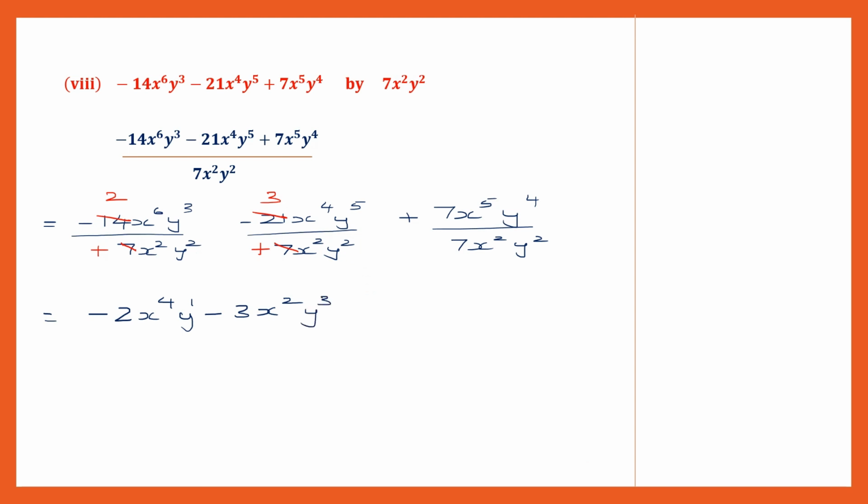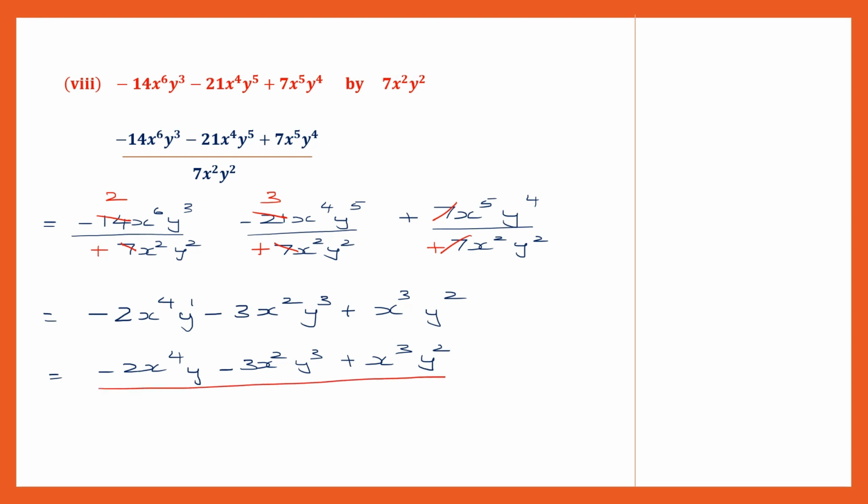Next one, here again we have a plus sign. So when signs are the same, you put the same sign there. Plus into plus is plus. Now cancel the numbers. 7 and 7 will get cancelled. x to the power of 5 minus 2 will make it x to the power of 3. Then the next one is y to the power of 4 minus 2, which is y to the power of 2. So we have our final answer here: minus 2 x to the power of 4 y minus 3 x square y cubed plus x cubed y square. This is our final answer.